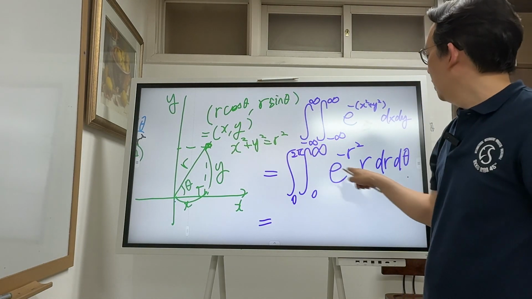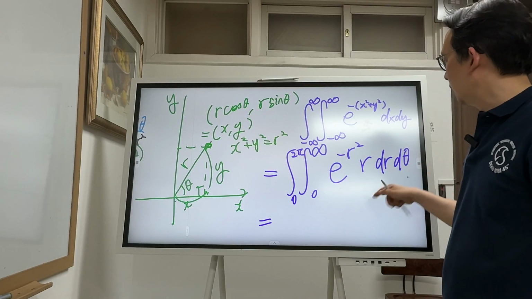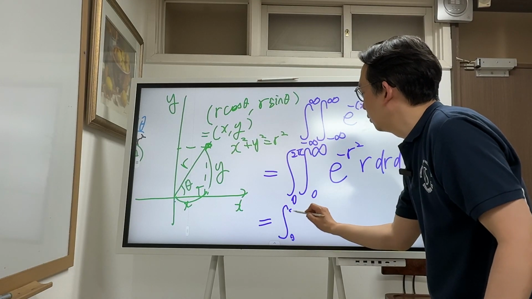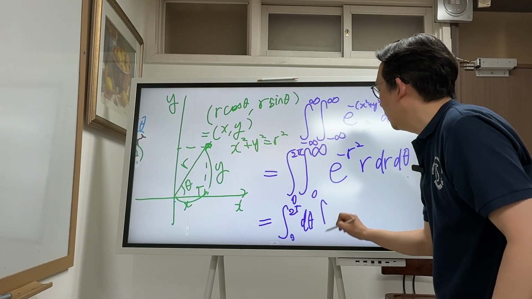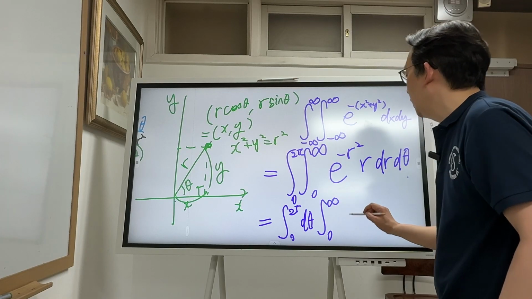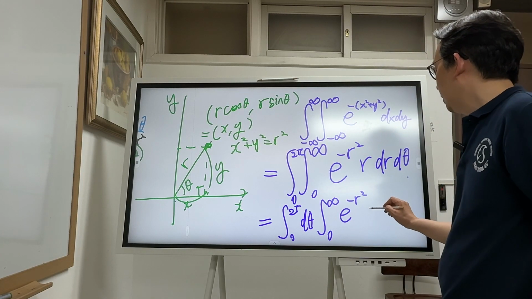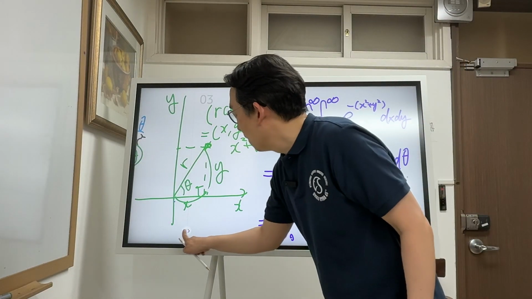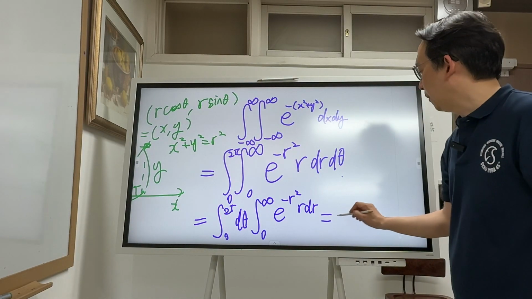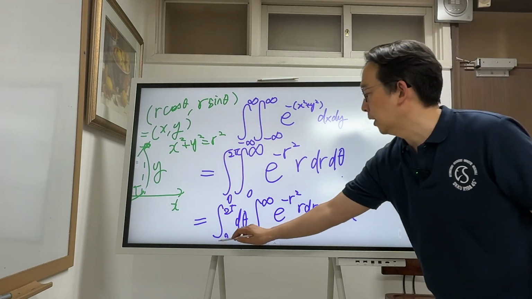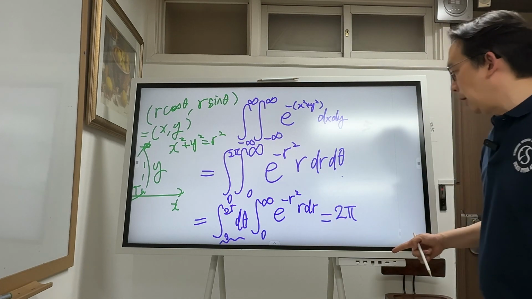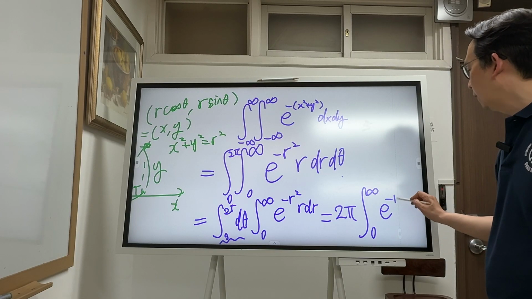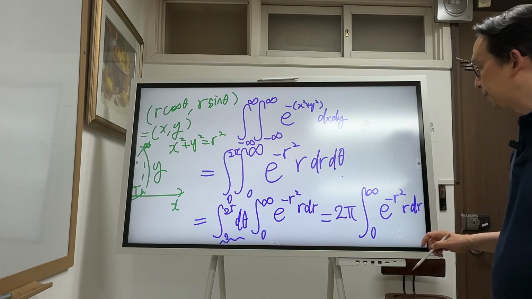Then what do we do? You realize there is no theta involved over here. So just take this 2 pi d theta outside, and then 0 to infinity, e to the power of minus r squared, r dr separately. Now you realize that the first integration is nothing but 2 pi. The second integration, what can you do about it? 0 to infinity, e to the power of minus r squared, r dr.